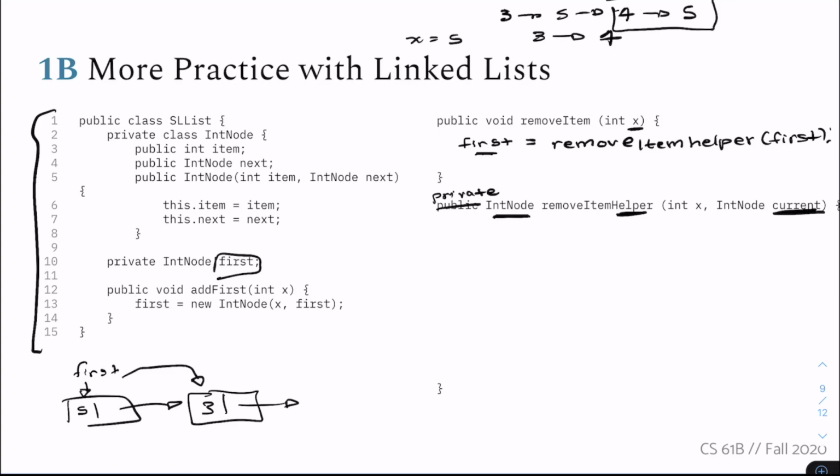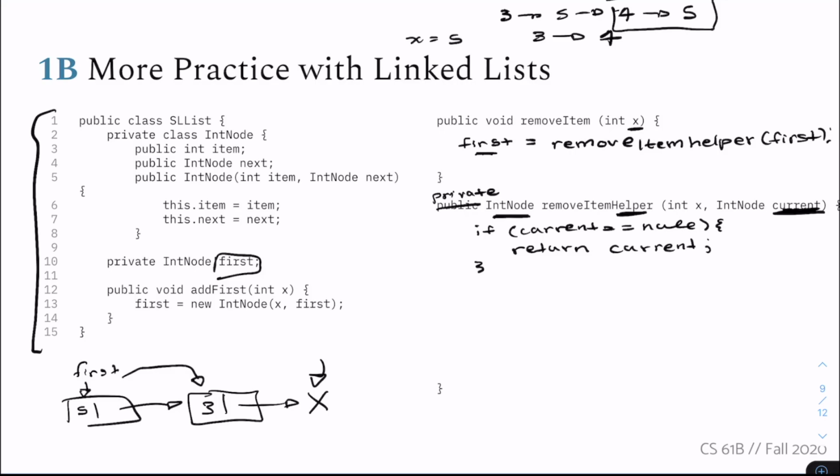Well, what if current is equal to null? What if we hit the end of this list, right? And we're at this point. Well, there's no operation that we can really do on null anymore. So I guess all we can do is if current equals null, then we just return null. We can also just return current. It does the same thing.